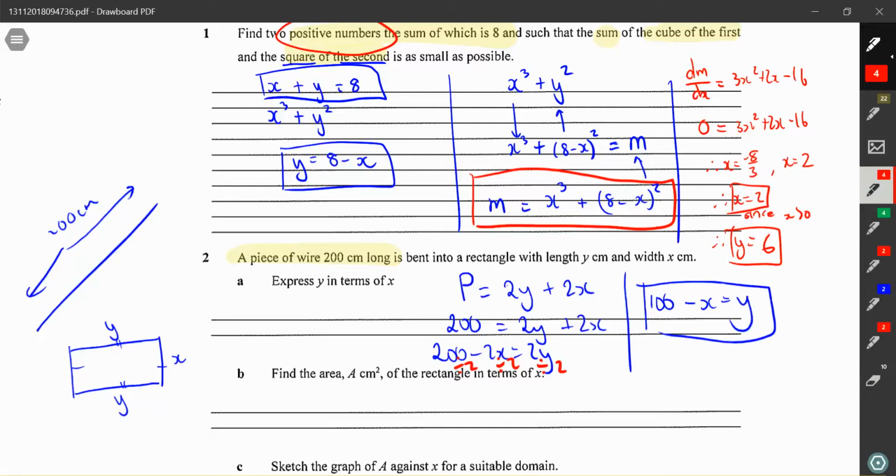It says find the area of the rectangle in terms of x. Don't get intimidated. Just think about it. Area of rectangle. What's the formula again? Area is equal to length times width. But what is the length and what's the width in this case? The length is y. What's the width? X.